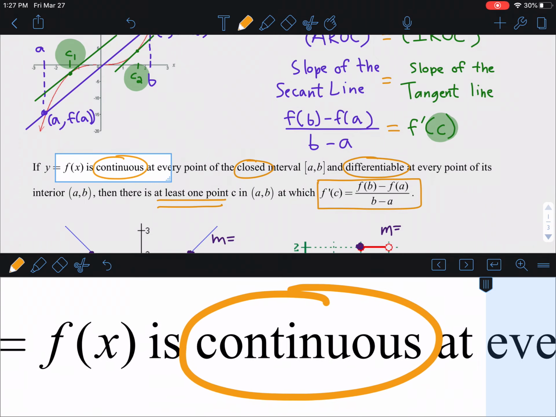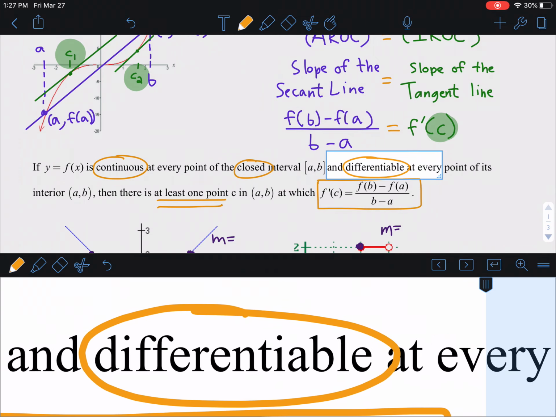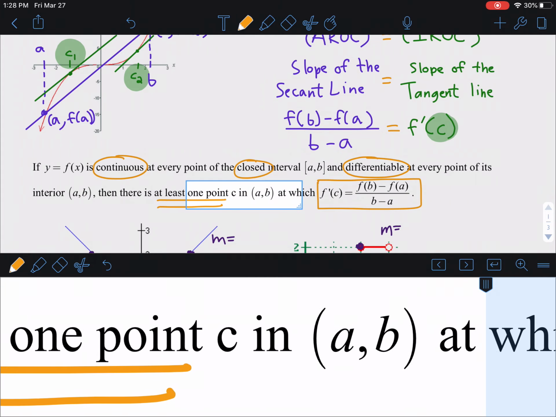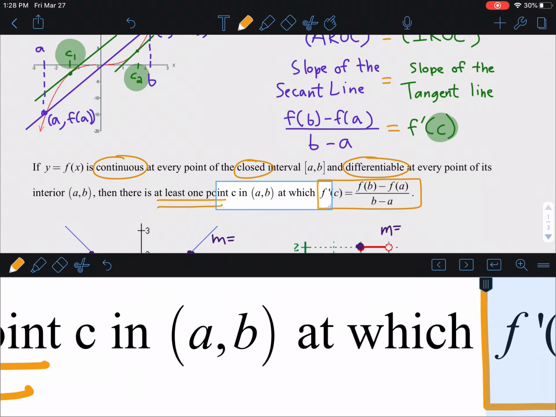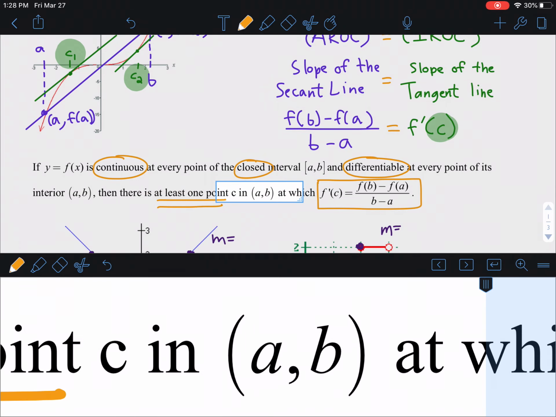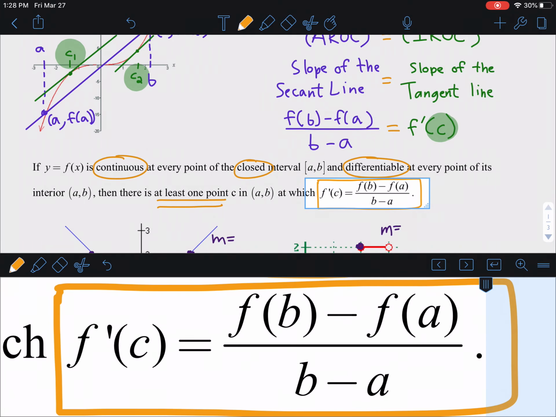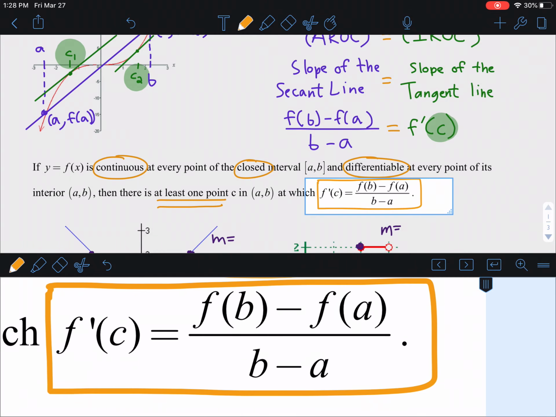In that interval, we have to have continuity, we have to have differentiability, and then we can say there is at least one point C in that interval. And one thing I want you to take important note of here is that C cannot be one of the endpoints. It has to be in the interval. There is at least one point C in the interval that makes this equation hold true, that f prime of C is equal to f of B minus f of A over B minus A. Right, that the average rate of change is equal to the instantaneous rate of change at some value.